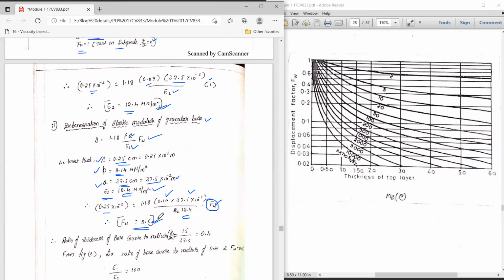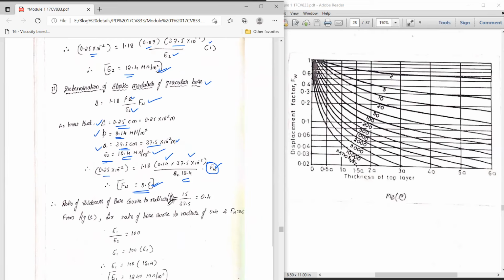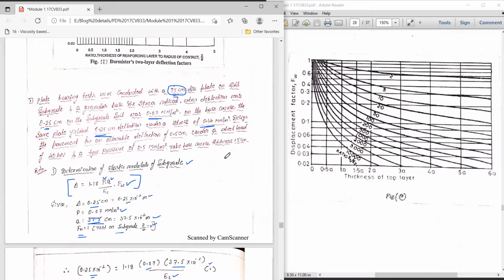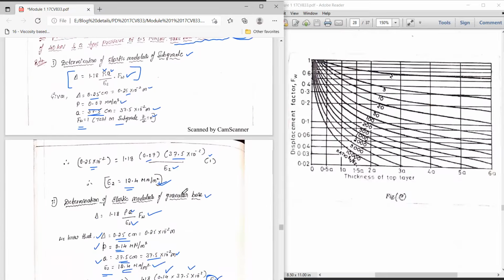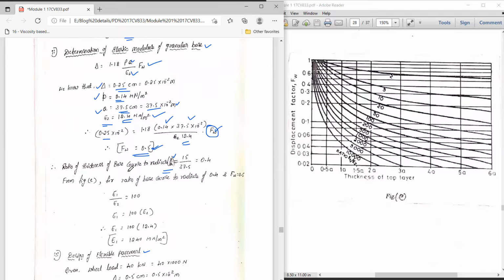F suffix W. Once F suffix W is available, you need to calculate the ratio of thickness of base course to radius. Thickness is given in the problem as how much? 15 centimeter. Take base course thickness as 15 centimeter. Therefore, ratio of thickness of base course to radius is Z divided by A. So Z value is given in the problem. A value, that is the radius value, is also given in the problem. That is 15 divided by 37.5, that is equal to 0.4.